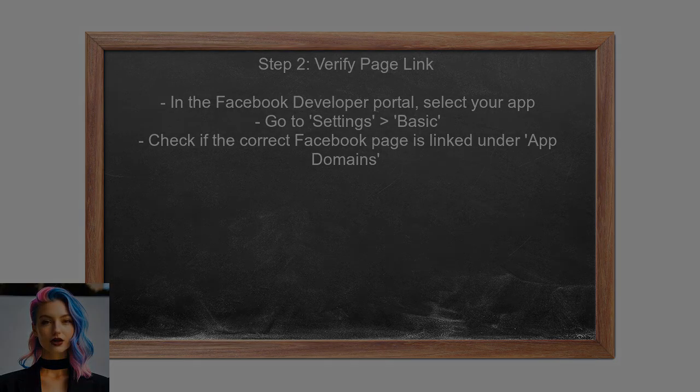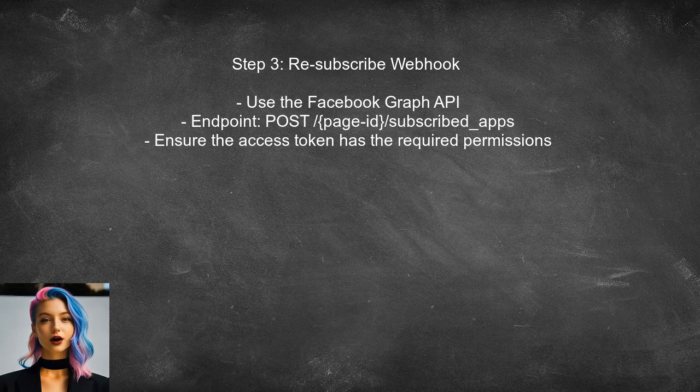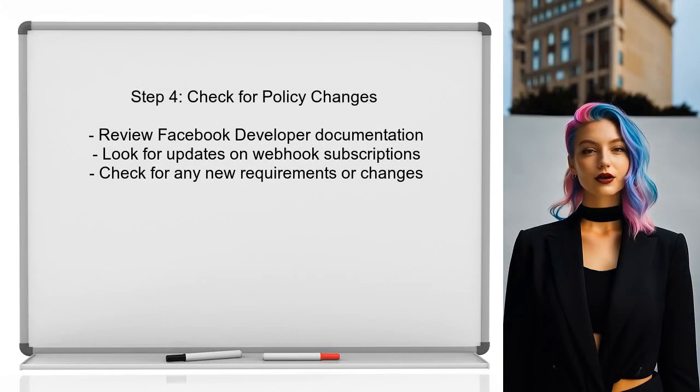under the app settings. After confirming the app permissions and page link, the user should try resubscribing the webhook. They can do this by using the Facebook Graph API to subscribe to the page events again. If the issue persists, the user should check for any recent changes in Facebook's policies or updates that might affect webhook subscriptions. Keeping up with the Facebook developer documentation can provide insights.